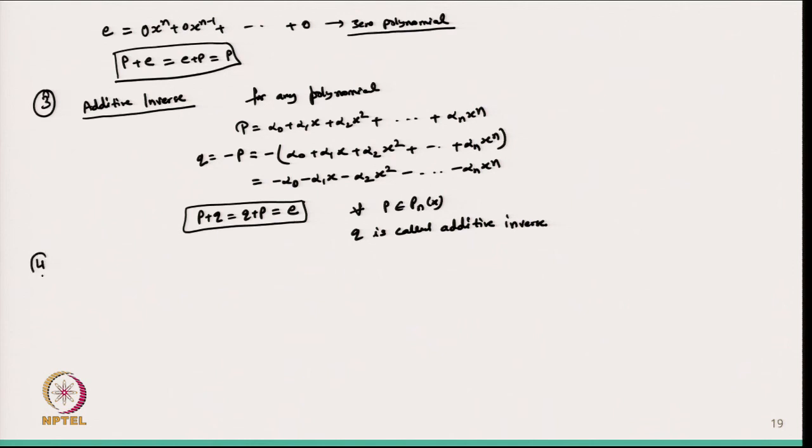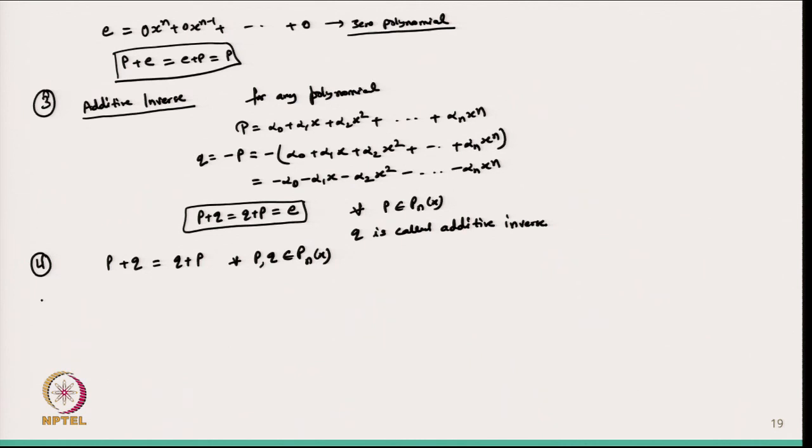The fourth one is commutative. From here I can choose polynomials p plus q, and I can show that that is equal to q plus p for all p and q belonging to P n x. This one I can show very easily. So, it is a commutative group under the usual addition, or the polynomial addition.